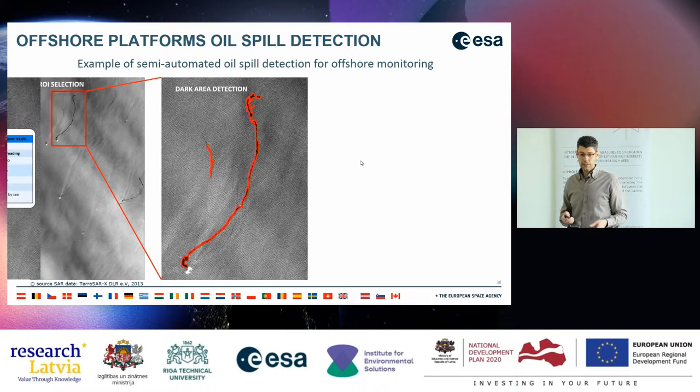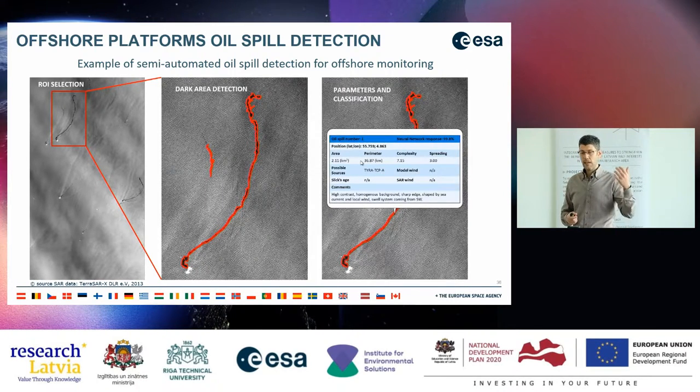And from these, of course, you want to extract the parameters and provide the classification. Is it oil? Is it not oil? Here is some information. Classical parameters are latitude and longitude, in this case of the center of the area of the oil spill. You can provide the perimeter. In this case, a neural network was used to classify this: what is the probability of this dark patch being an oil spill? In this case, it's 99%, so it's quite high. And of course, you can do it also for the other one.